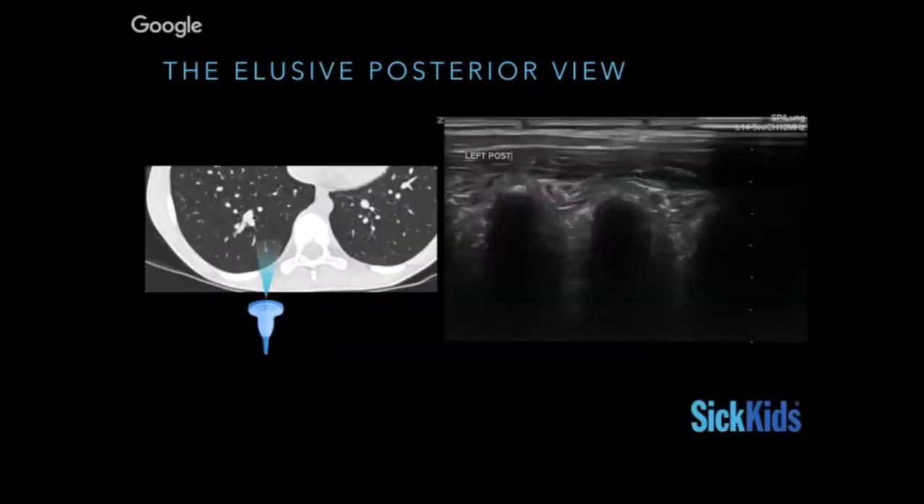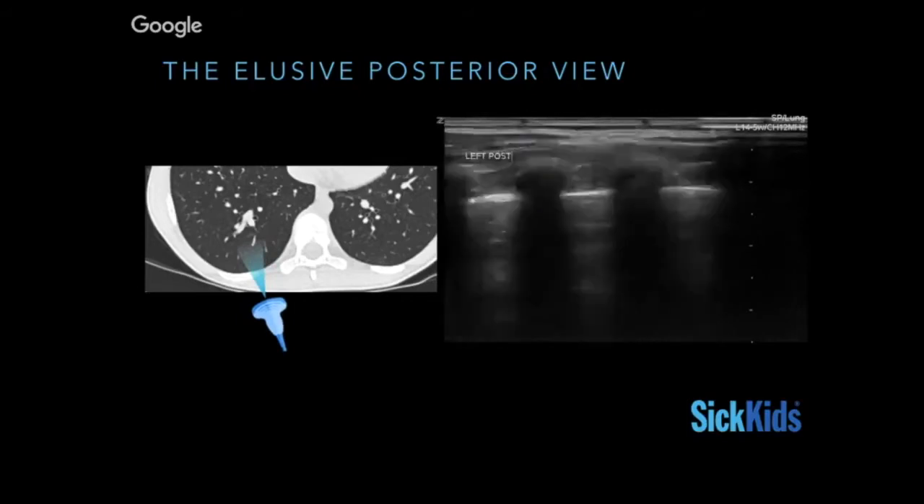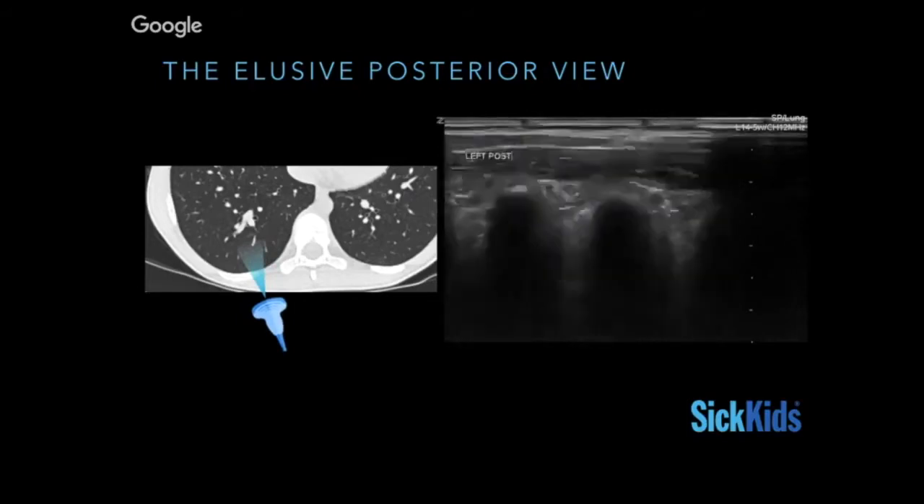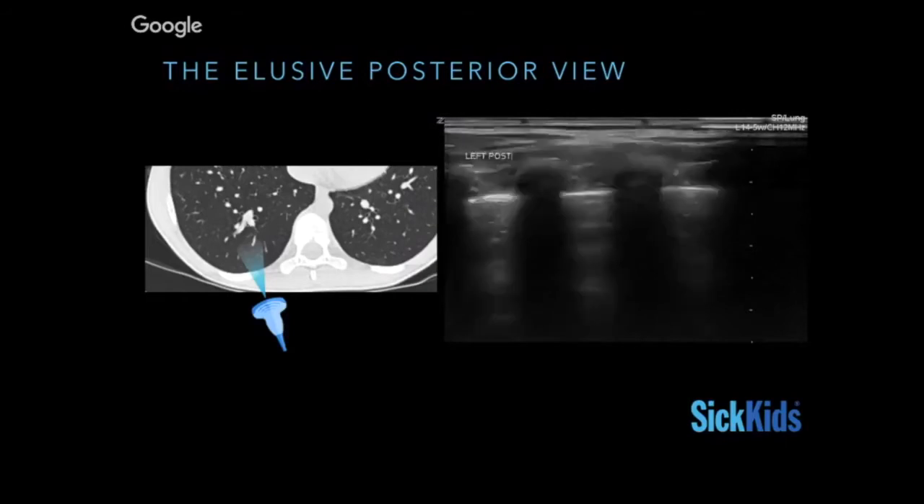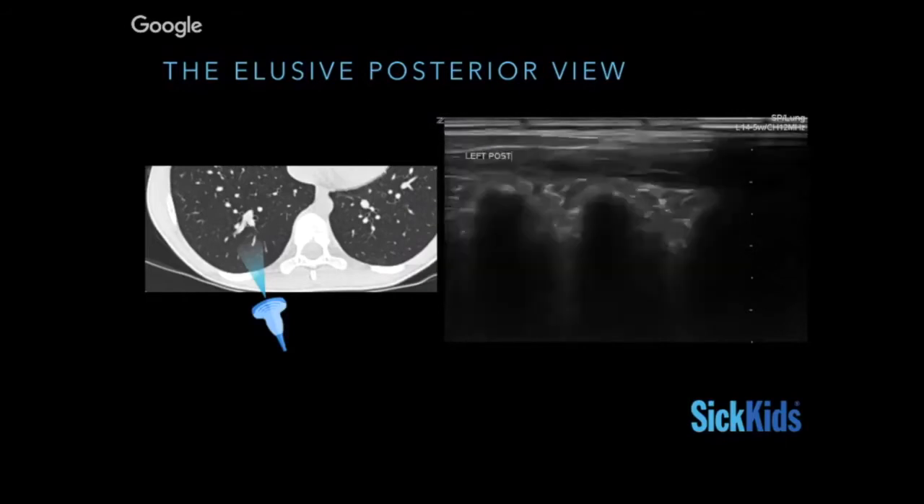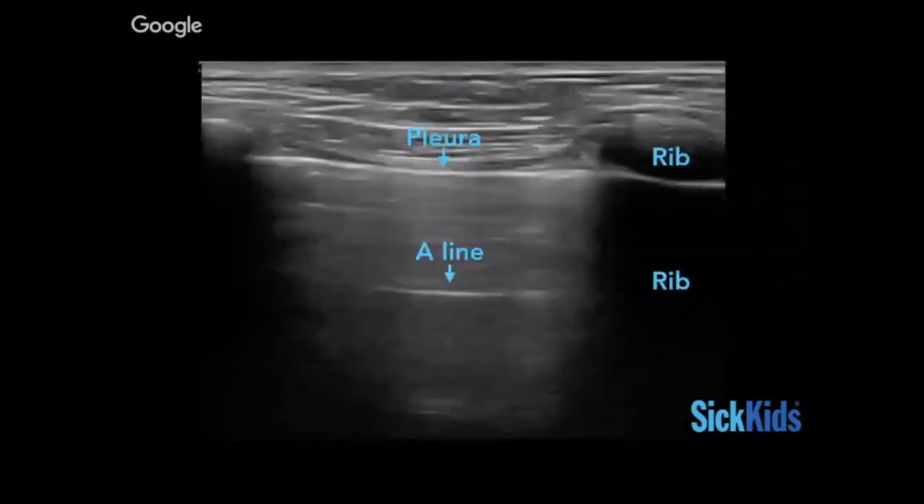The posterior views can sometimes be elusive to obtain, because in order to get crisp A lines, you really have to be perpendicular to the pleura. And in the back, it can be at an angle. So you really want to make sure that you are first in between the scapula and the spine in the back, and you may have to tilt your probe to be at a bit of an angle so that it's aimed slightly towards the shoulder in order to get those crisp A lines.